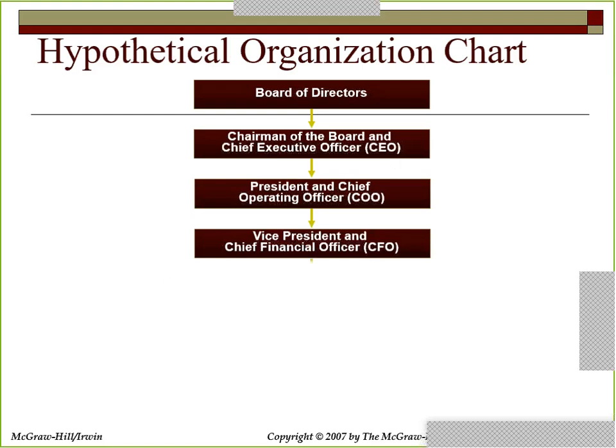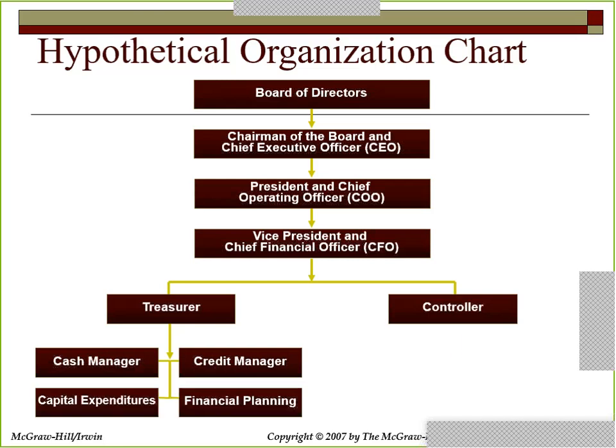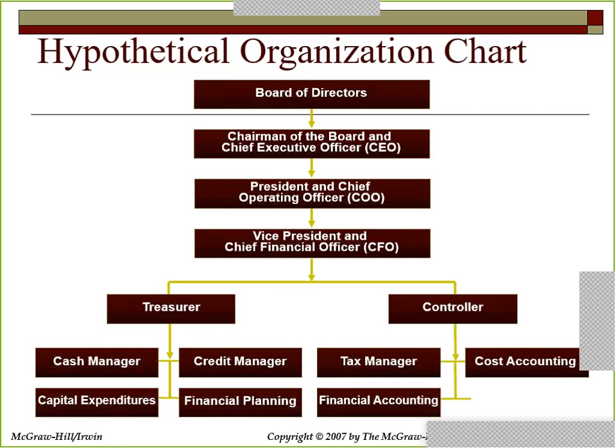So let's look at a hypothetical organization chart. We do have a lot of boxes here. At the top of the house, we've got the board of directors. Underneath the board of directors, we've got the chairman of the board and the chief executive officer. We refer to the chief executive officer as the CEO. Directly underneath the CEO, we've got the president and chief operating officer, also known as the COO.